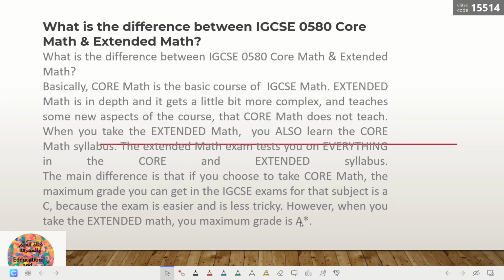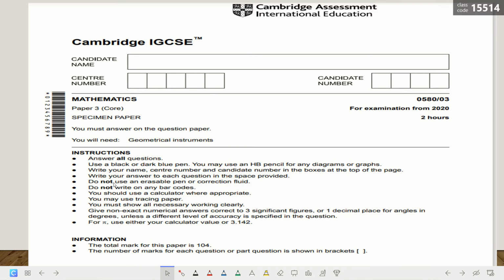Okay, let's go to see our new assessment cover from 2020. As you can see here is the candidate name, the center number you write here, and the candidate number. Below, this is the paper number 3. Paper 3 is for the core, not the extended. So we have paper 1, paper 3, paper 5, the odd numbers, for the core, and paper 2, paper 4, paper 6, the even numbers, for the extended.